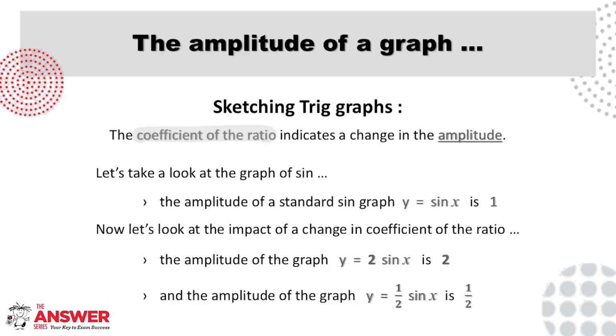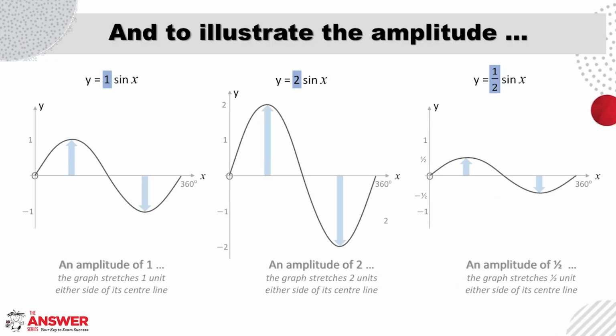The amplitude of a standard sine graph is 1, and of y equals 2 sine x is 2, and of y equals a half sine x is a half. Let's have a look now at illustrations of each of these 3 graphs. So here we have the 3 graphs, y equals sine x, y equals 2 sine x, and y equals a half sine x.